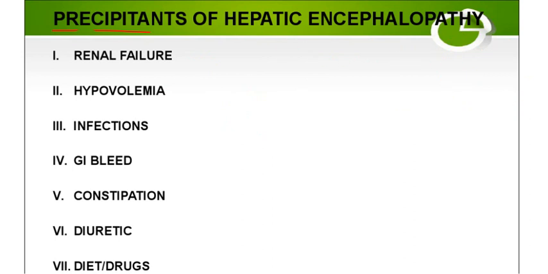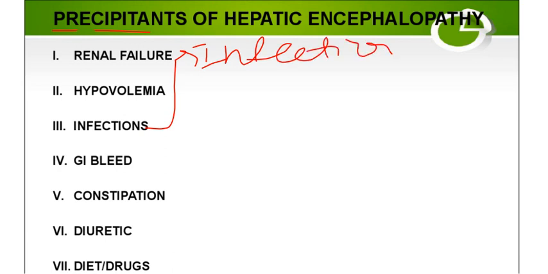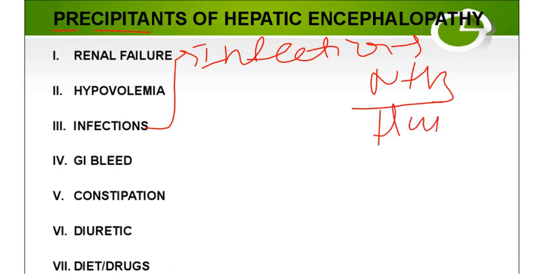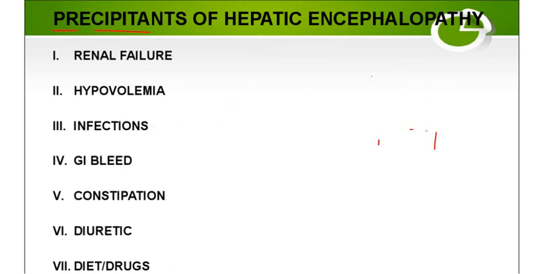And next is infection. Infection has both factors: there will be increased production of NH3 due to the inflammation, and there will be hypovolemia also. So they both lead to increased production, decreased excretion, increased NH3, so they can precipitate this encephalopathy symptoms. Next is upper GI bleed.